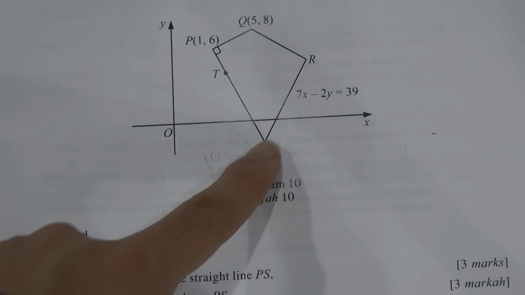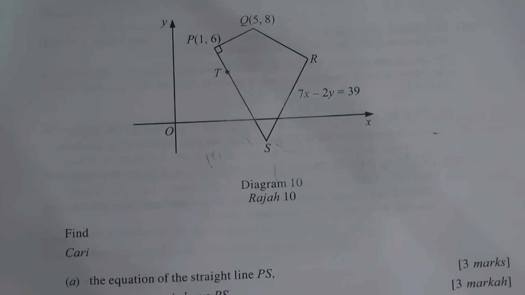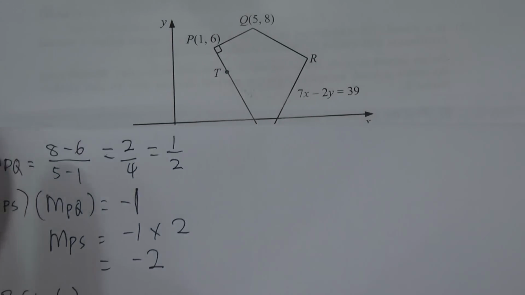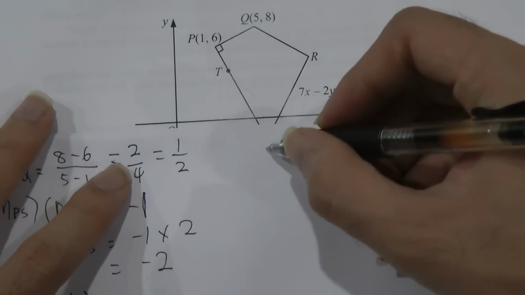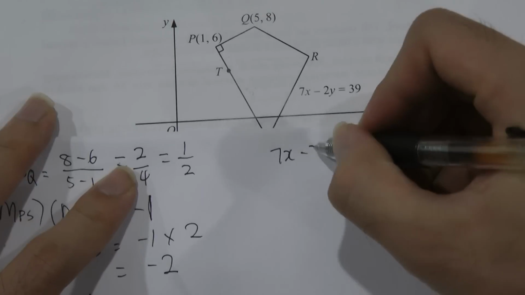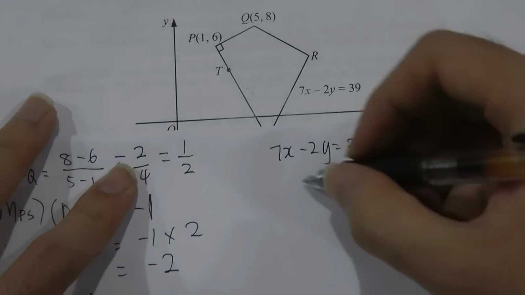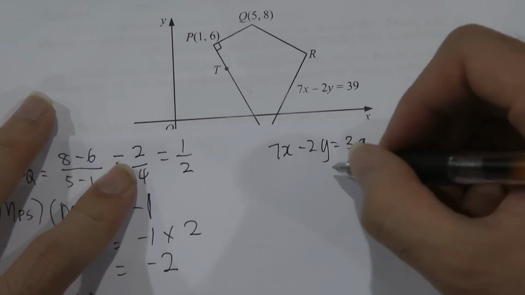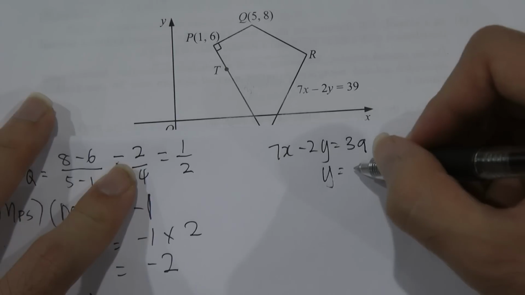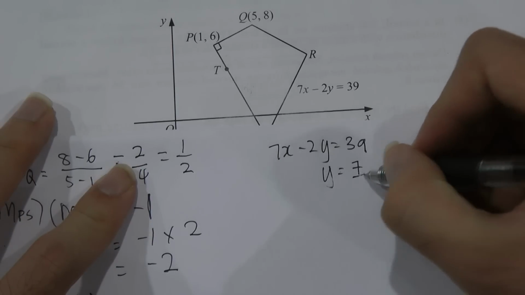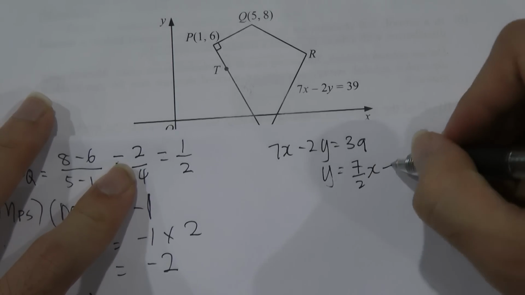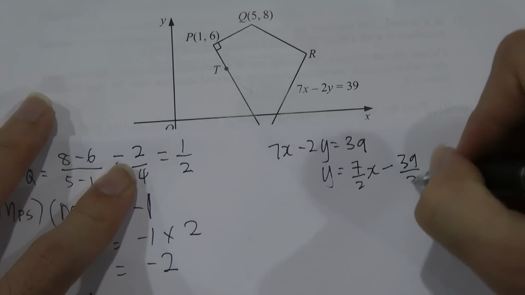Means you substitute two equations together. So I write down this equation first: 7x minus 2y will equal 39. I simplify this equation to become y equals mx plus c. So y will equal 7 over 2 x minus 39 over 2.